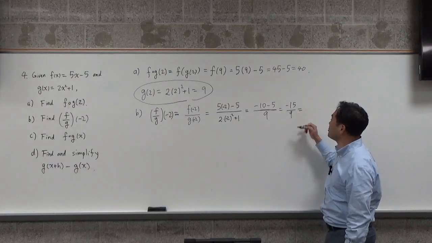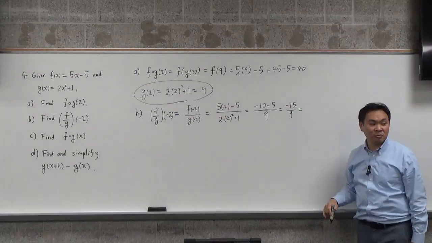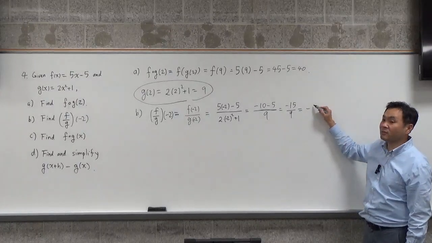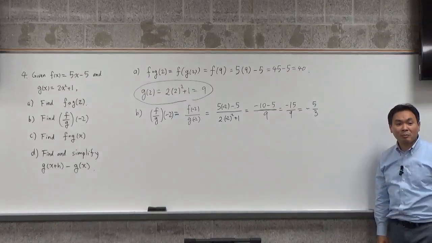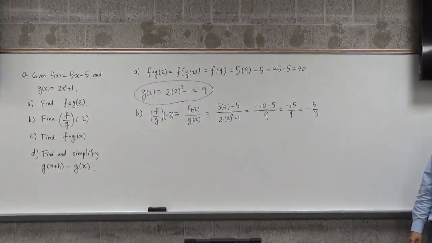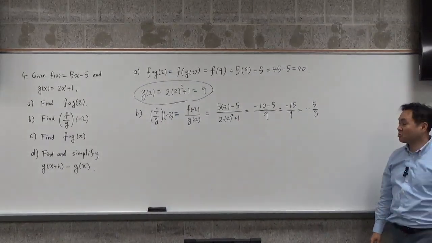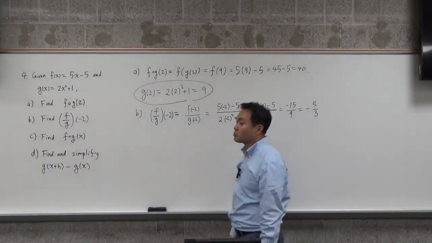I see that both 15 and 9 are divisible by 3. So if you reduce it, what do you get? Negative 5 over 3. Yeah. If you divide top and bottom by 3, 15 divided by 3 is 5. 9 divided by 3 is 3. So that's what you get.